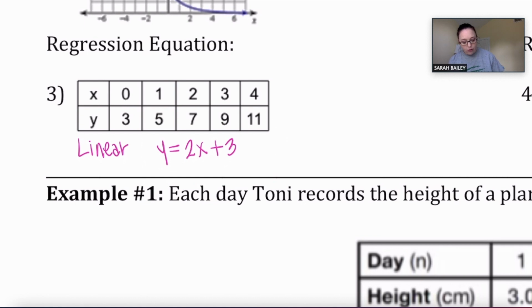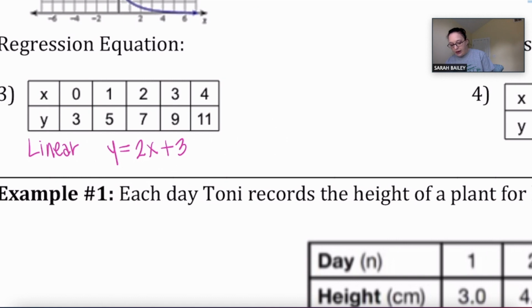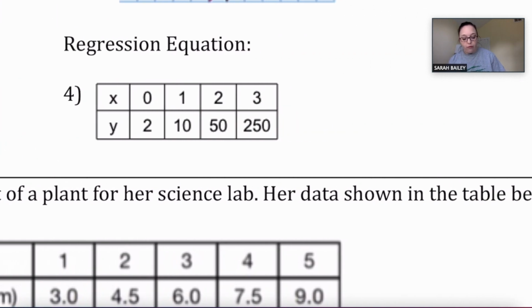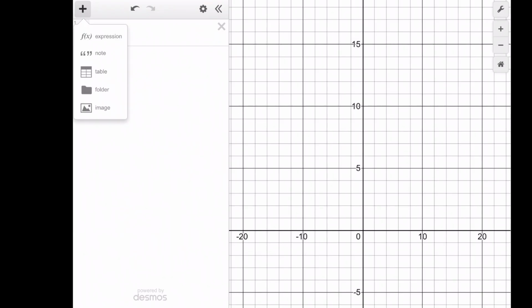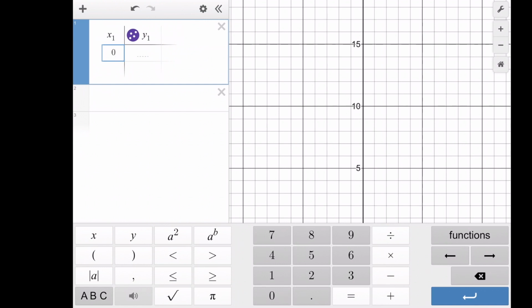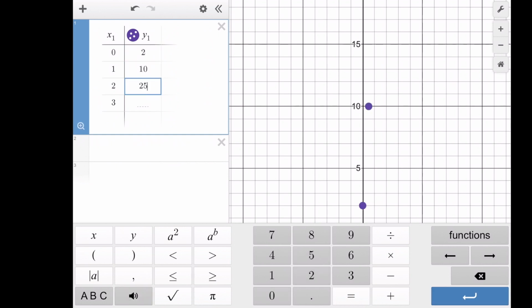Okay, so now we're going to get ready to look over here at number 4. First we have to determine, is it better for it to be a linear, or is it better for it to be an exponential regression? The first thing that I'm going to do is type that data into the table. So my x's are 0, 1, 2, and 3. And then my y's are 2, 10, 50, and 250.